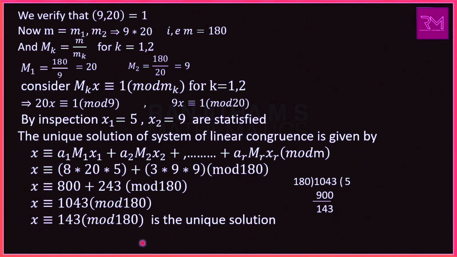So these are some of the question paper problems on finding the solution of a system of linear congruences. So in this video, we studied the Chinese remainder theorem, and using that, we solved some problems. In the next video, we study Euler's theorem, Wilson's theorem and Fermat's Little theorem.